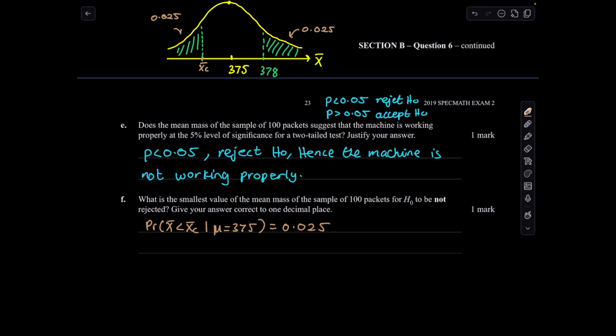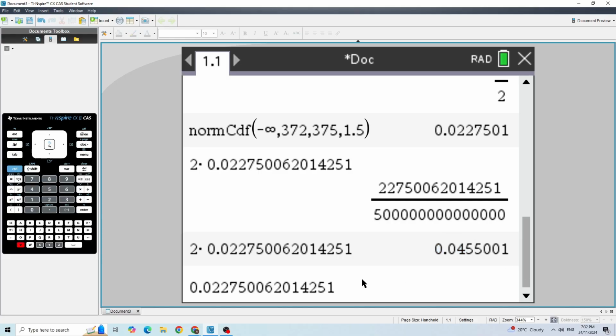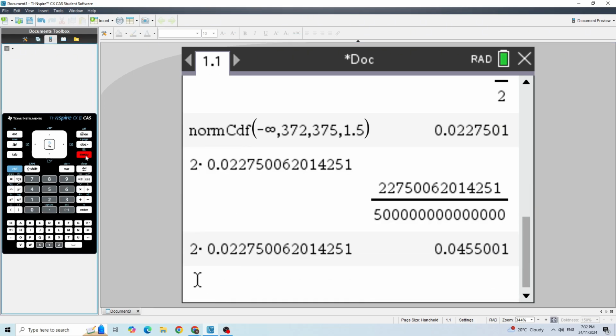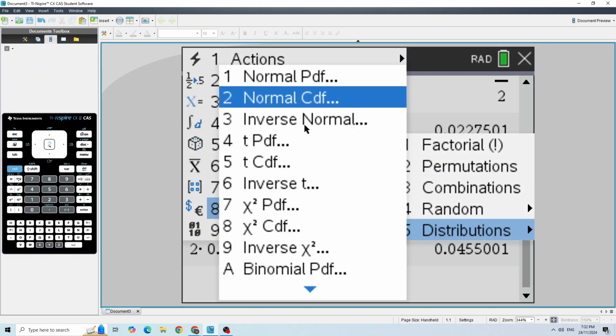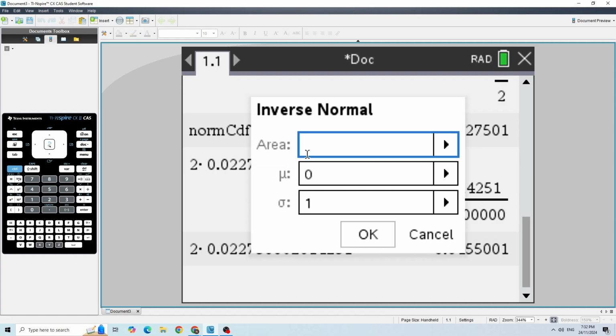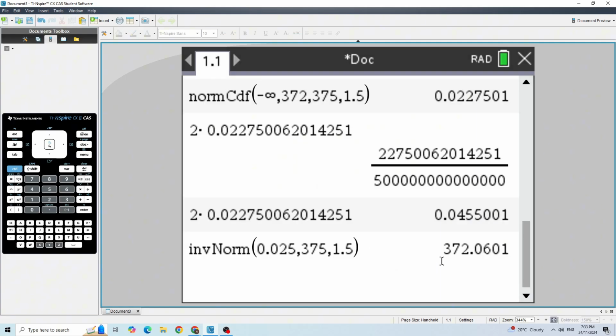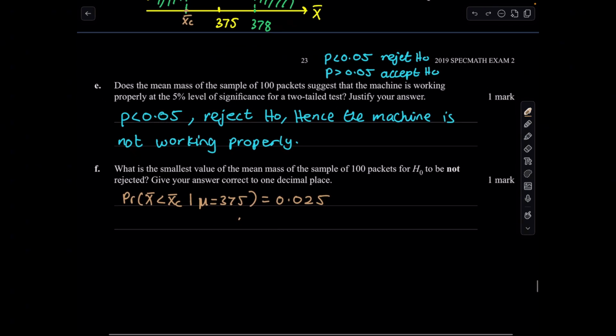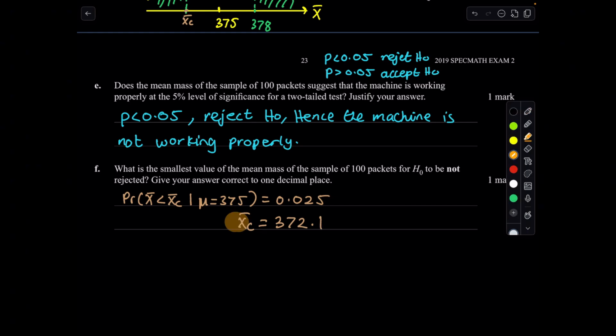So let's do that. I'll go to probability distributions, inverse normal, because we're finding the value. The area is 0.025, your mean is 375, and your standard deviation is 1.5. Okay, and this is it. It's close to 372, but to one decimal place it's 372.1. So your XC value, the smallest sample mean for it to not be rejected, is 372.1. There it is.